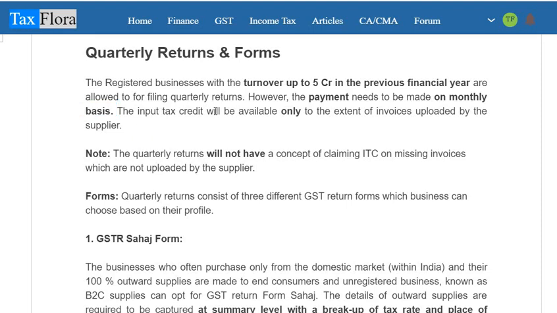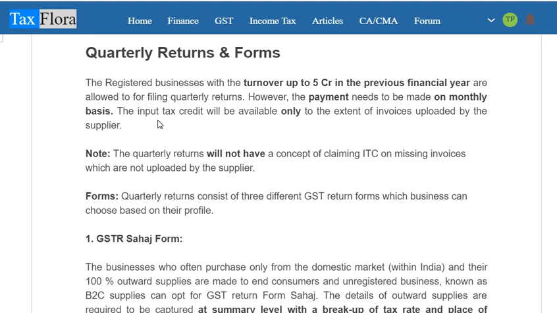The input credit will be available only to the extent of invoices uploaded by the supplier. This is a major drawback in quarterly returns. We need to remember what the GST Council is saying: all the inward supplies, input GST, can be claimed only if it is reflected in the portal. That means your supplier should upload their quarterly returns and monthly returns, and then only you can get those input credit in your portal. Only those input credit you can claim.